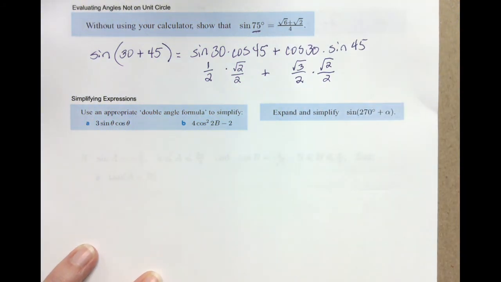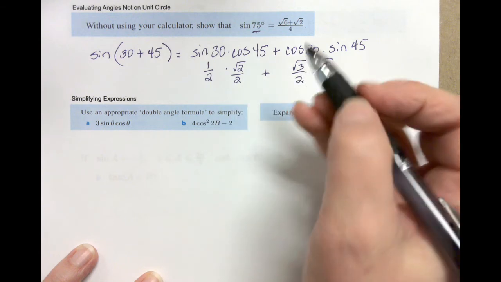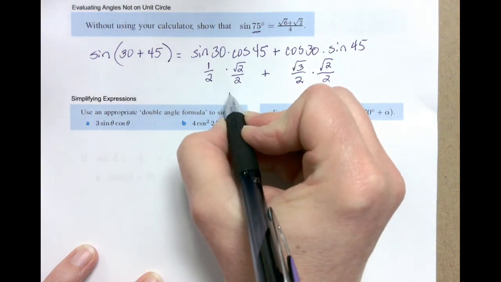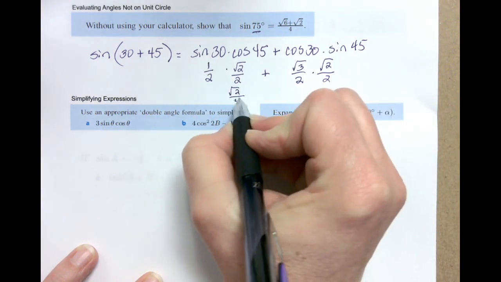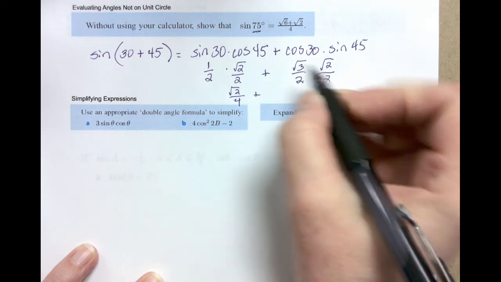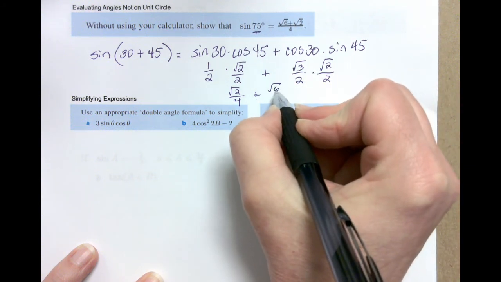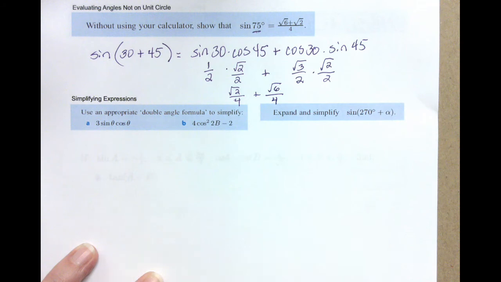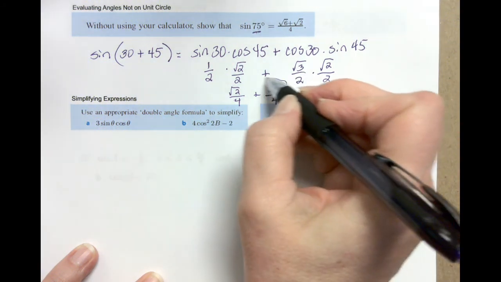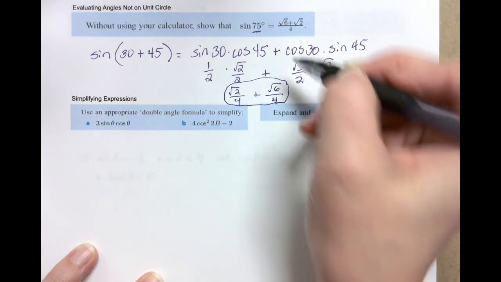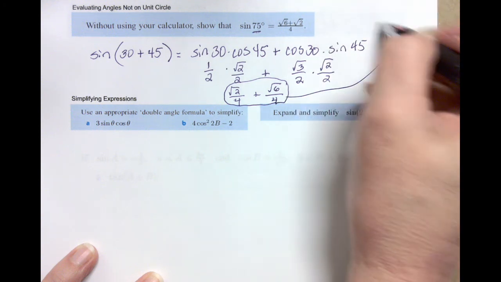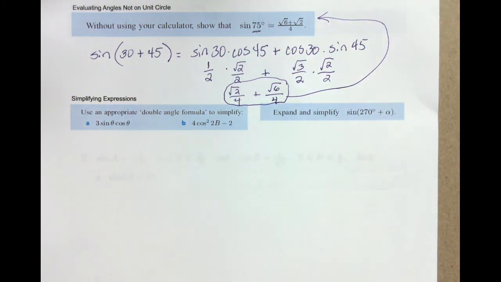Which looks like this is going to be, this is just square root of 2 over 4. And this would be square root of 6 over 4. So, and that's what we're looking for, right? It actually said what it was going to be, and we just showed it.